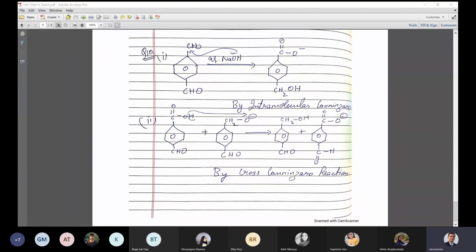And the last one will also have multiple products. You have written only two, but there could be another one where both the CHO will be reacting and both the CH2OH will be on the same side. So CH2OH, CHO, then COO minus, CHO, and then COO minus, COO minus, and CH2OH, CH2OH. So all four could be possible.